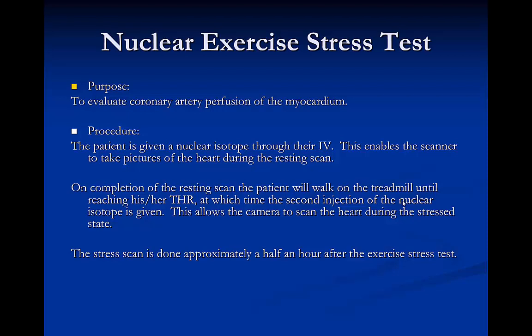So the purpose is to evaluate coronary artery perfusion of the myocardium. The procedure, again, is we give them a nuclear isotope through their IV. This enables the scanner to take pictures of the heart during the resting scan. Once the resting scan is finished, the patient will walk on the treadmill until they reach their target heart rate. Then they'll get a second injection of the nuclear isotope, and then that allows the camera to scan the heart during the stress state.